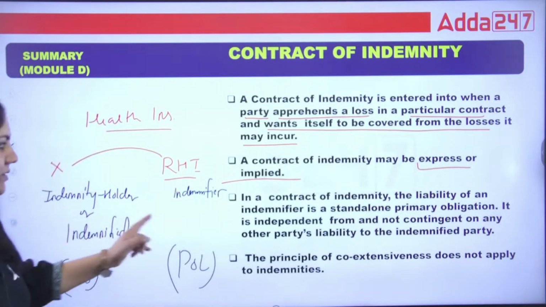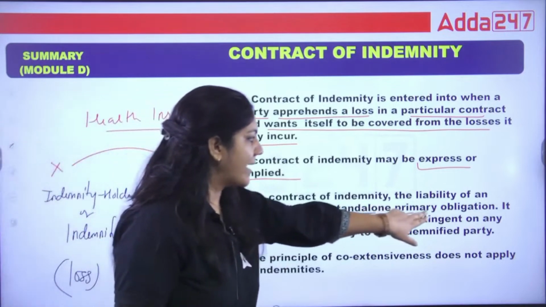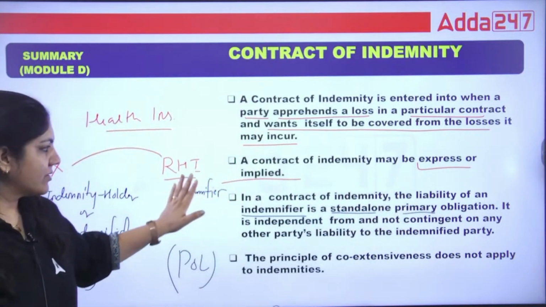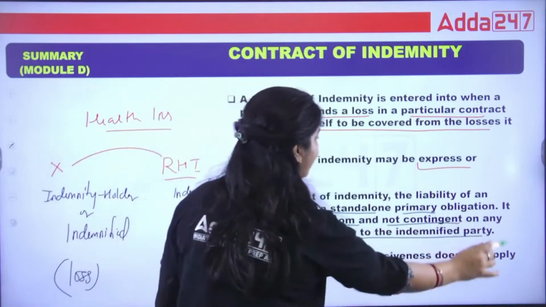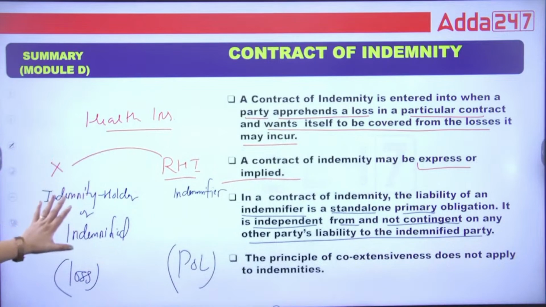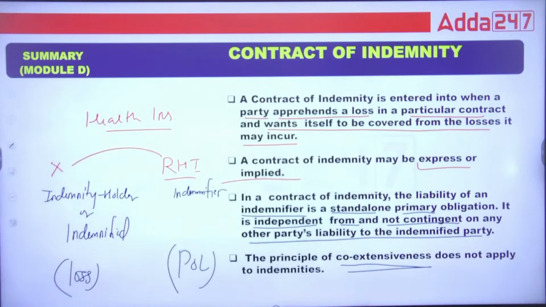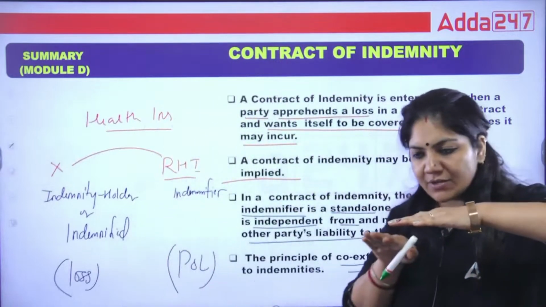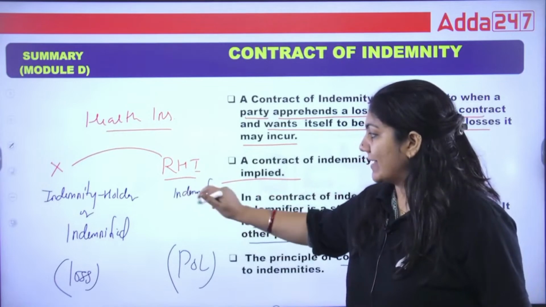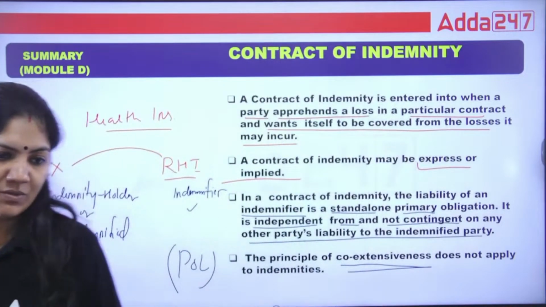So in the contract of indemnity, the liability of the indemnifier is a stand-alone primary obligation. Exactly. The primary liability is of this one, and it is independent from and not contingent on any other party's liability to the indemnified party. It means loss will be done by this and the coverage of loss will be done by this person. And the principle of co-extensiveness does not apply to indemnities. So what is co-extensiveness? Co-extensiveness is basically the liability that will not go parallel, because only one person is liable, that is the indemnifier, and for that insurance we also pay the premium.